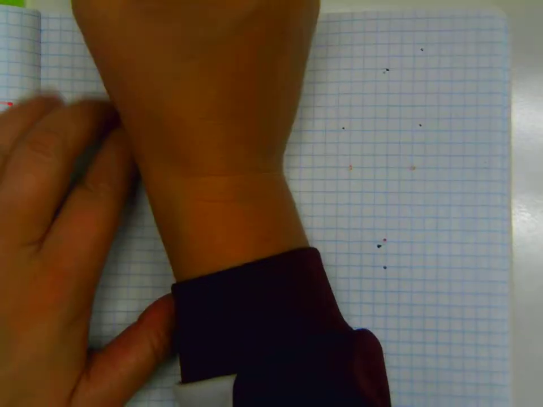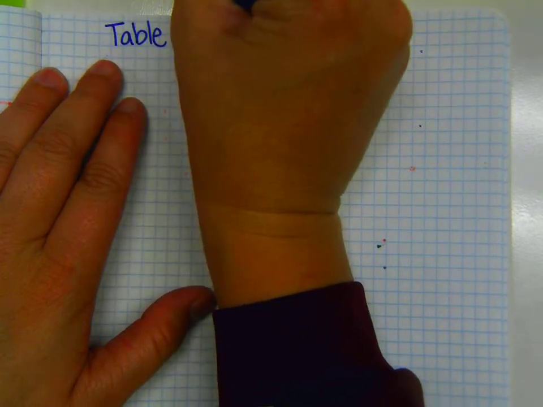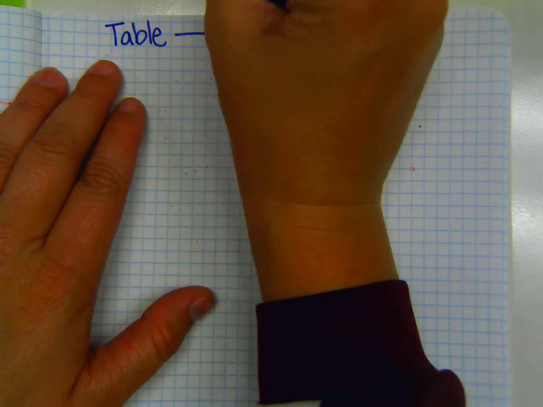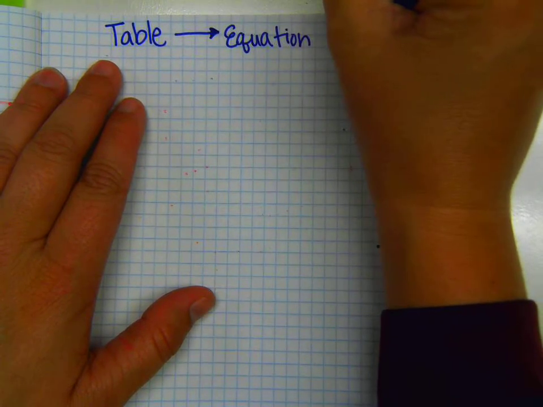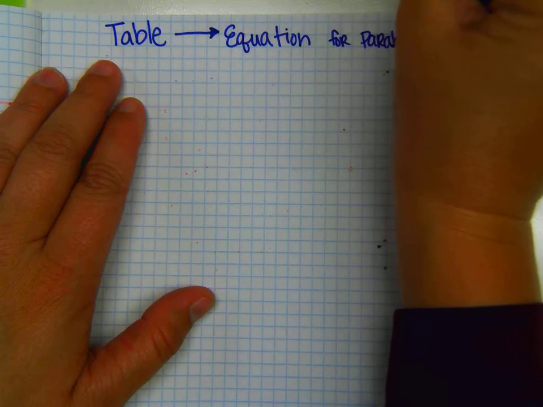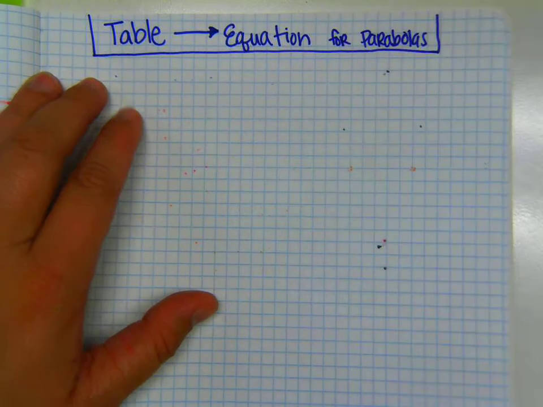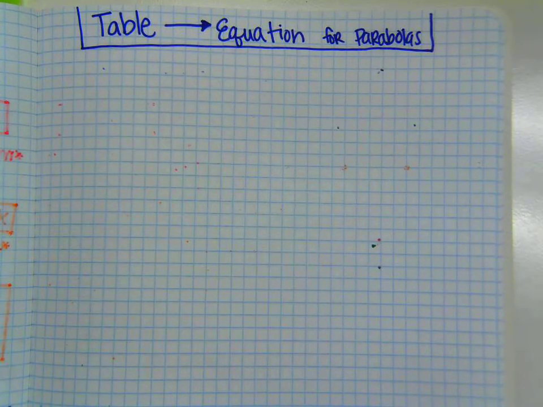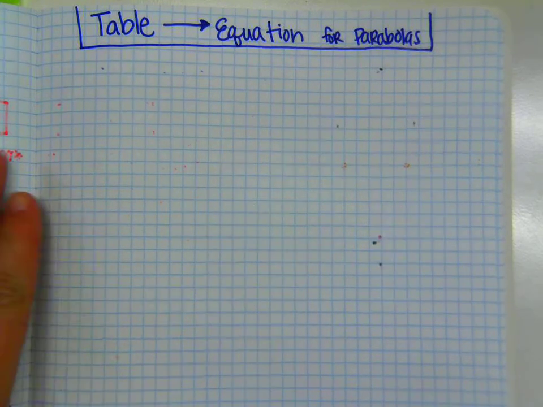And this is going to be table to equation for parabolas. So what that means is we're going to be given a table, and using that table, we're going to write the equation of the parabola. Okay, so let's do an example.